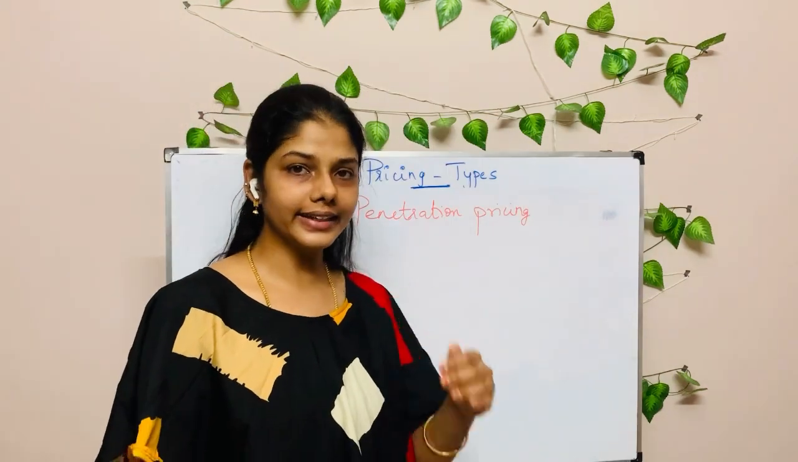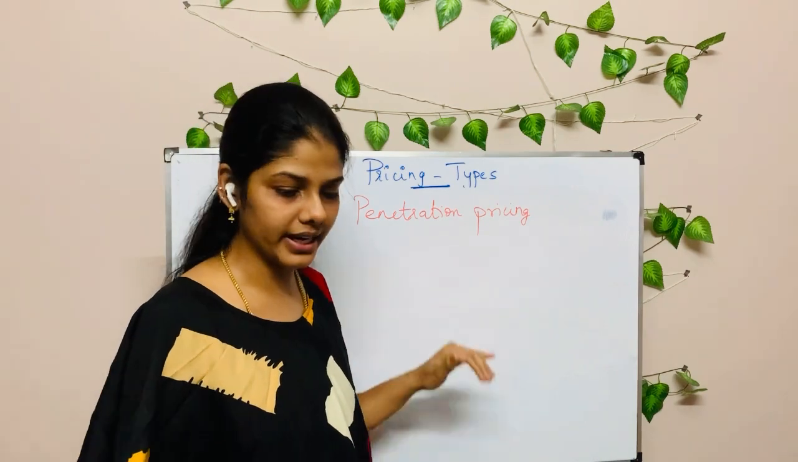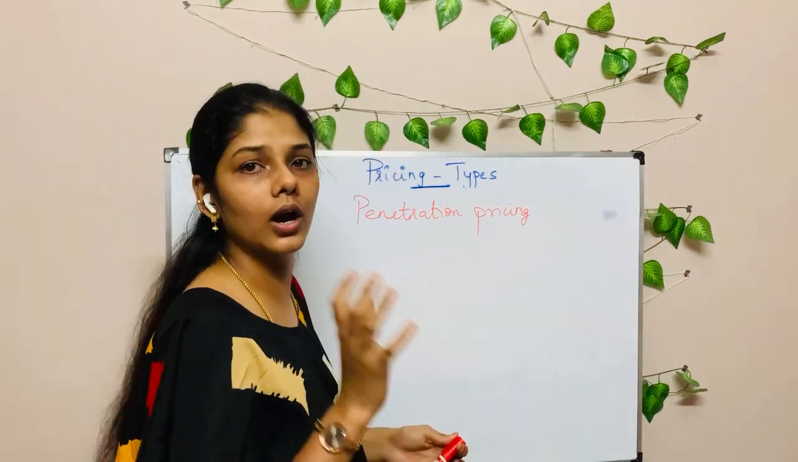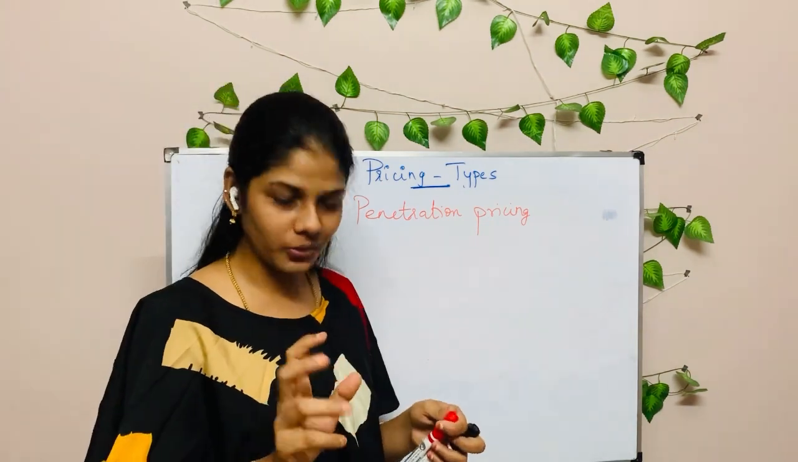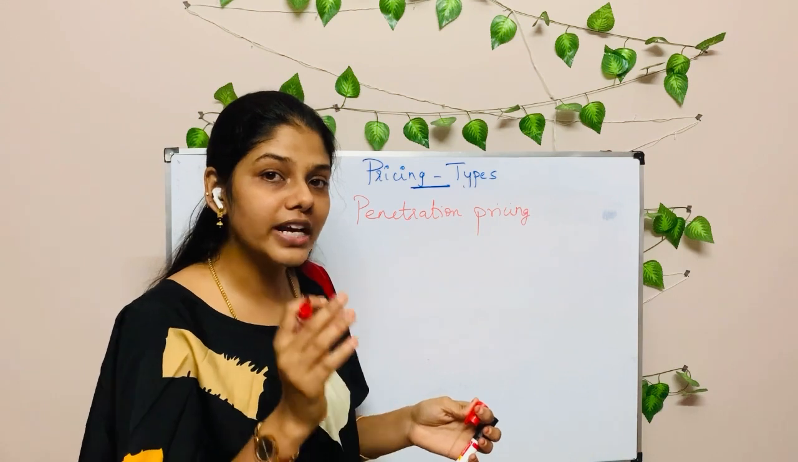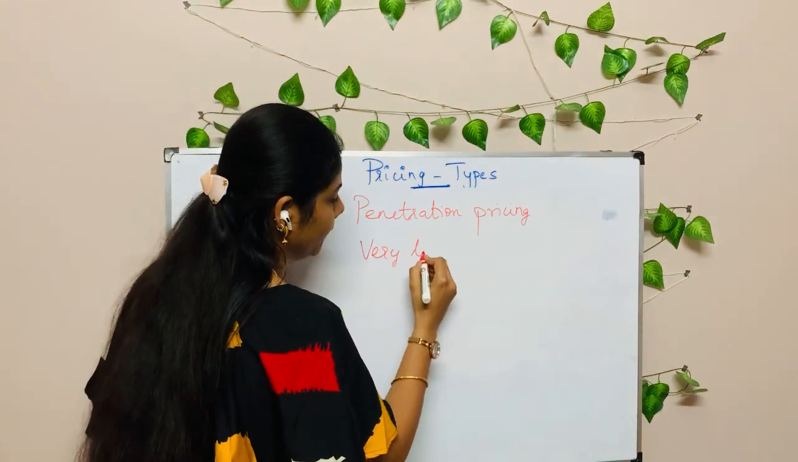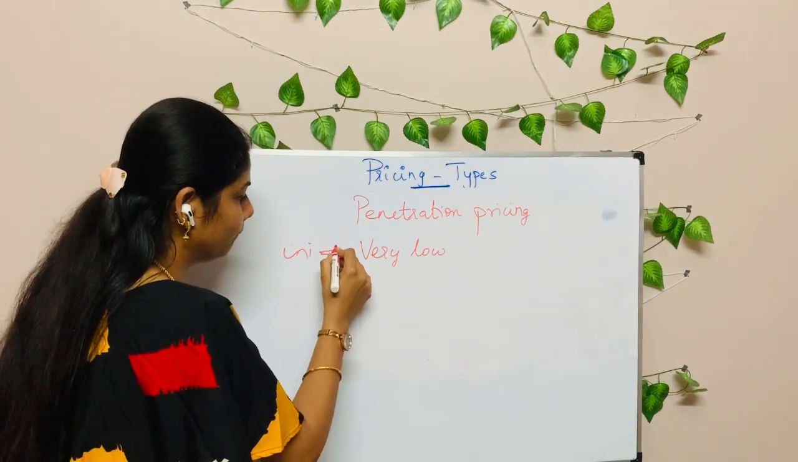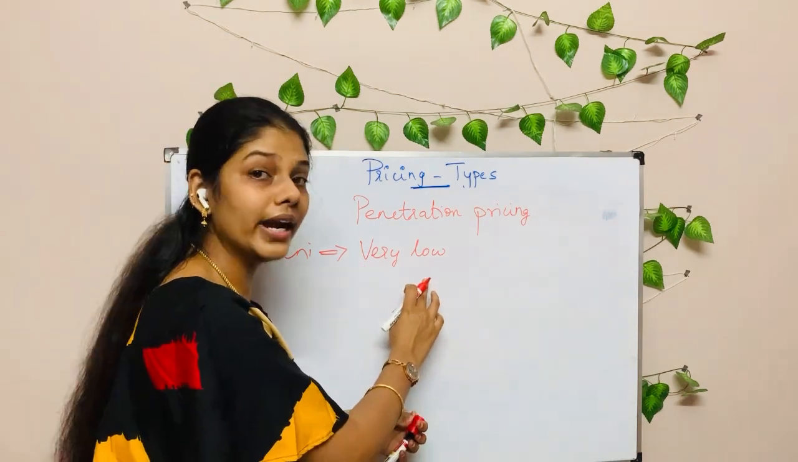The second type of pricing is penetration pricing. So what do the manufacturers do at this stage? How do they fix the price of their product? Here they take up a strategy where they fix the price of the product very low. Initially they set the price of the product very low. Why do they fix it very low?